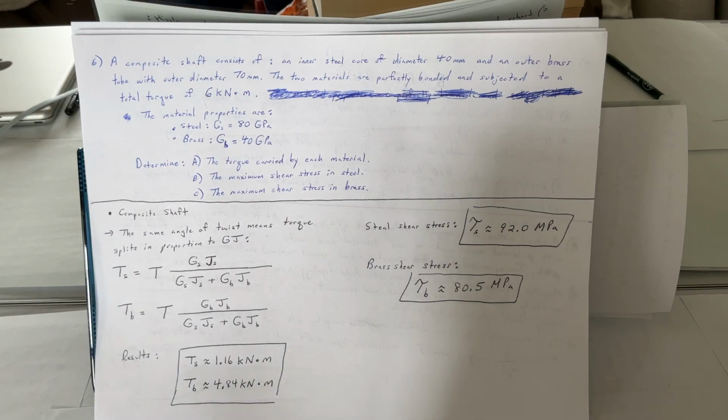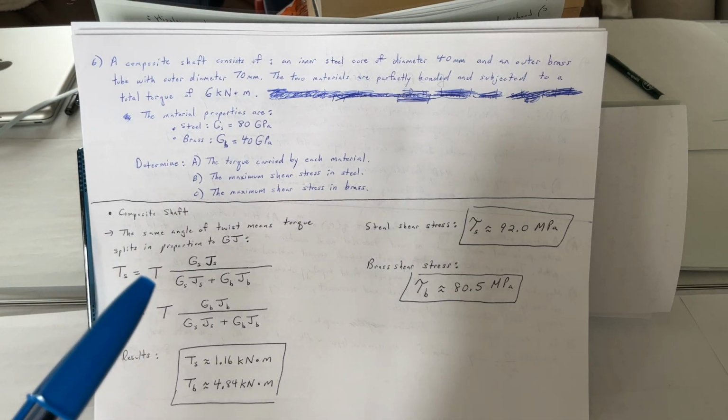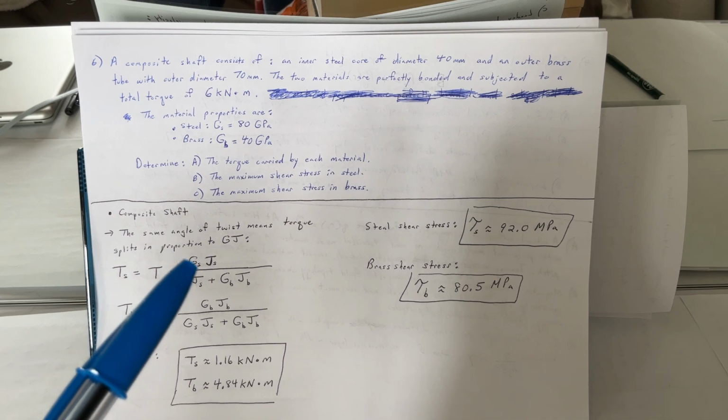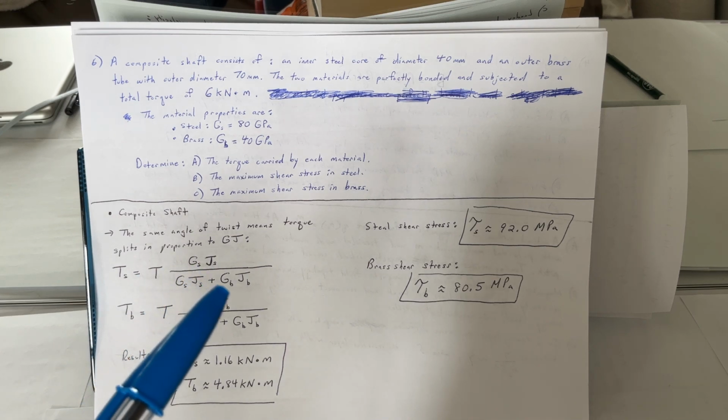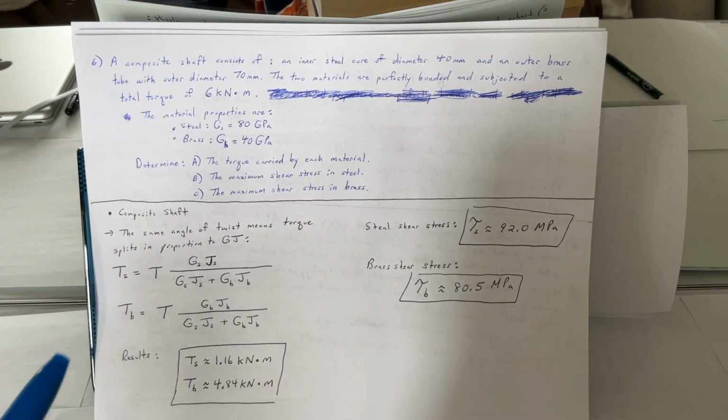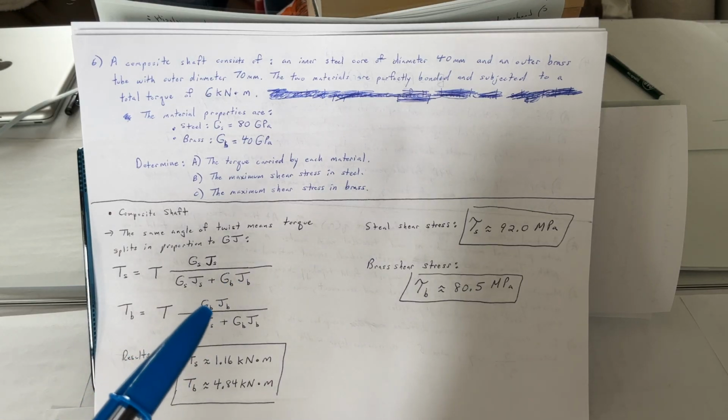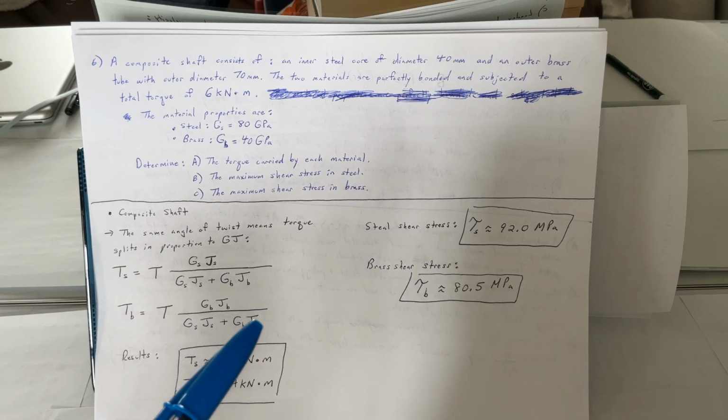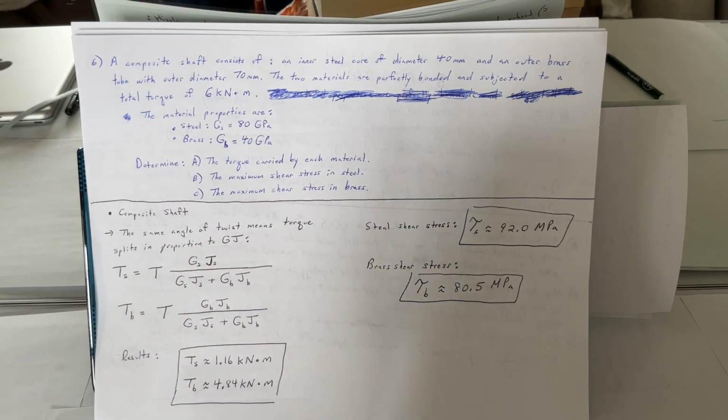So what we could say is T sub S equals T times the quantity G sub S J sub S over G sub S J sub S plus G sub B J sub B. And T sub B equals T times G sub B J sub B over G sub S J sub S plus G sub B J sub B. So when we substitute all our values, our results are going to be T sub S is about 1.16 kN/m, T sub B is about 4.84 kN/m.